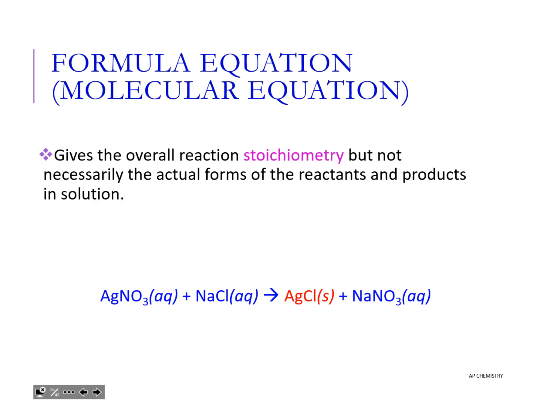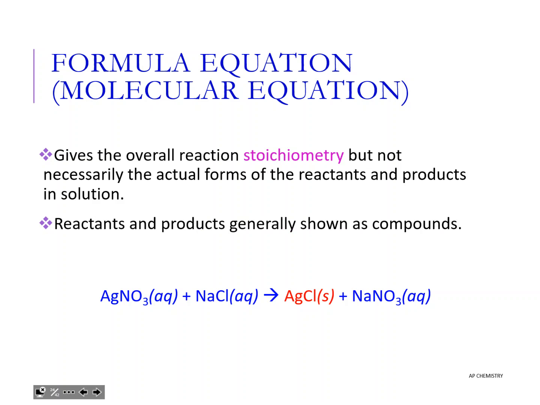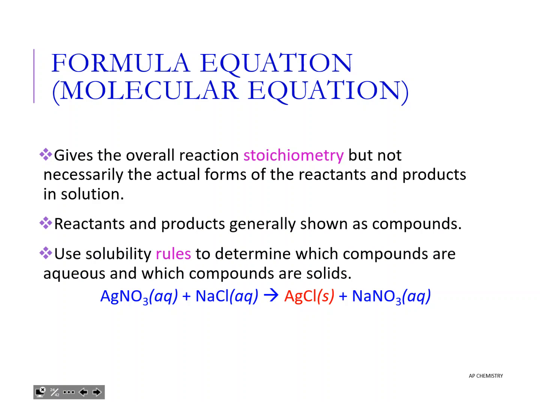So here, for example, the reactants and products are generally shown as compounds, so they're together as compounds. They always are going to have their state symbols next to them. And you would look for solubility rules to determine which ones are solids and which ones are aqueous here. So, for example, the silver nitrate plus the sodium chloride gives you silver chloride. We know that one precipitates out, and our sodium nitrate. This one's an easy one because it's all 1 to 1 to 1.